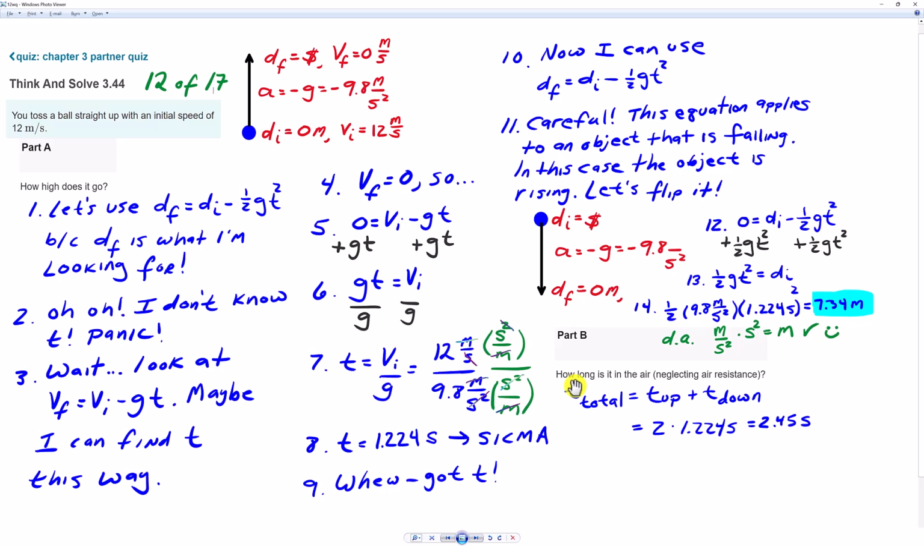Part B, how long is it in the air, neglecting air resistance? I'm noting that the ball, this projectile, takes a certain amount of time to travel up and then the same amount of time to fall down. So that's why I'm saying the total time that it's in the air is the time it takes to go up plus the time that it takes to go down. And those are the same time because what goes up must come down. So I'm just multiplying this t value that I got way back here by 2.